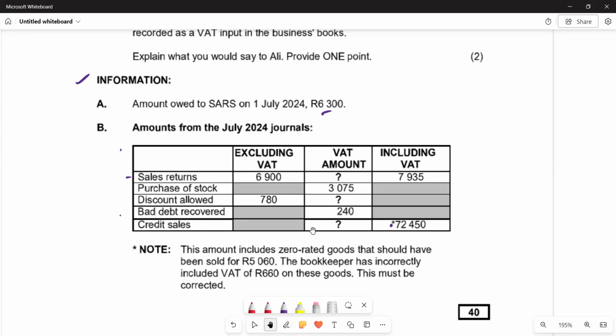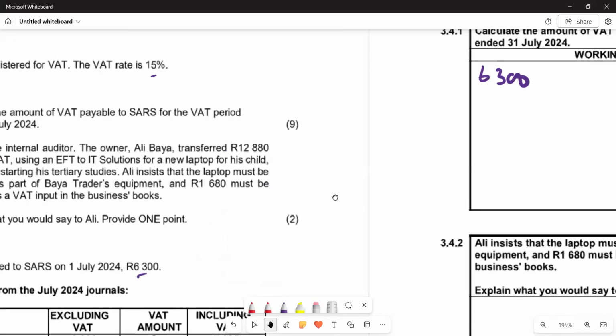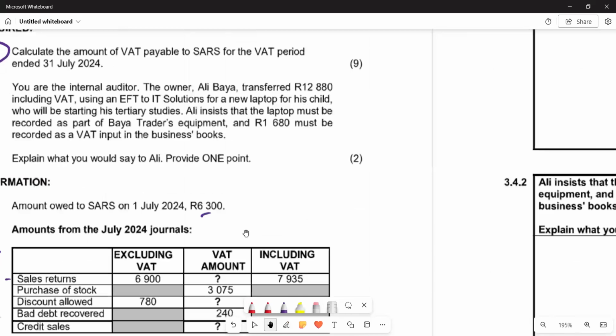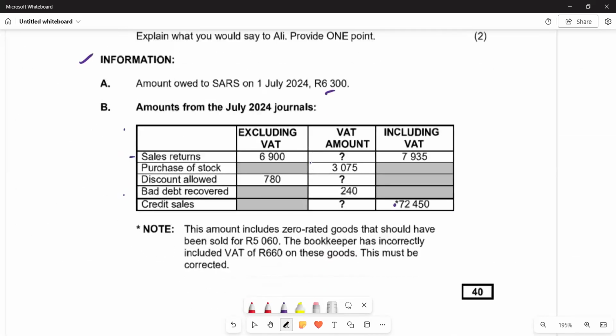So we go there and put our opening balance of 6,300 in the other section. This is our opening balance, and we show it as a positive since it's an amount owed to SARS. If it was an amount owed by SARS, we could have indicated the opposite, as an opening negative figure. So we come here, and we say all VAT output, we are going to show as positives again.